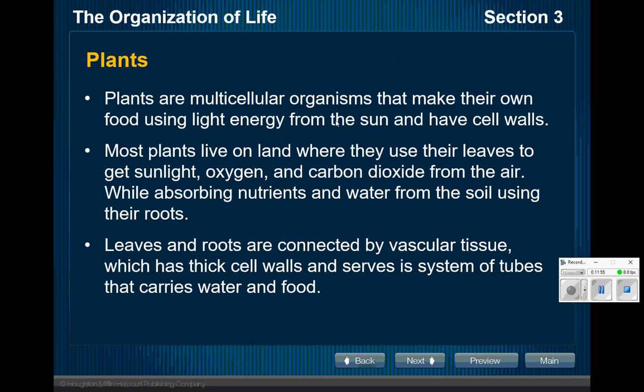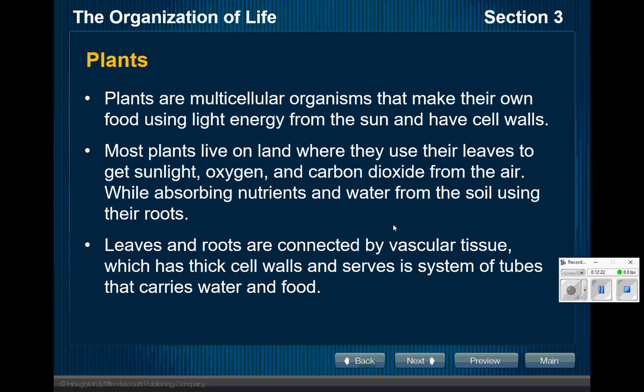Plants are multicellular organisms that make their own food using sunlight, so they're photosynthetic autotrophs as well. They have a cell wall, and most plants live on land where they use their leaves to get the sunlight. And they breathe in carbon dioxide and breathe out oxygen, giving us the air that we breathe, while absorbing nutrients and water from the soil through their roots.